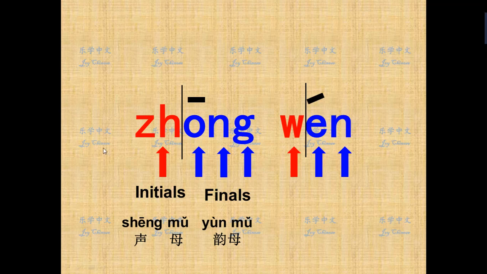The second one is the blue part. We call it finals. In Chinese, 韵母. It can be 1, 2, or 3 letters with different combinations. The third part is the black part. We call it tones. In Chinese, 音调. There are altogether 4 different tones. We usually put it on the top of finals to help adjust the pronunciation.